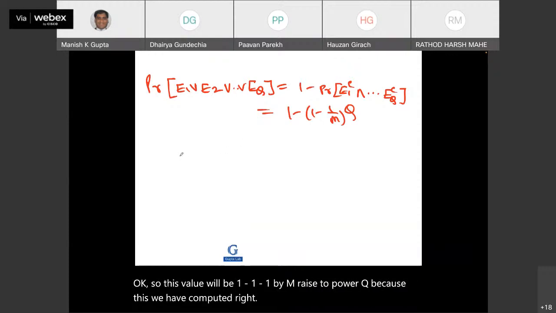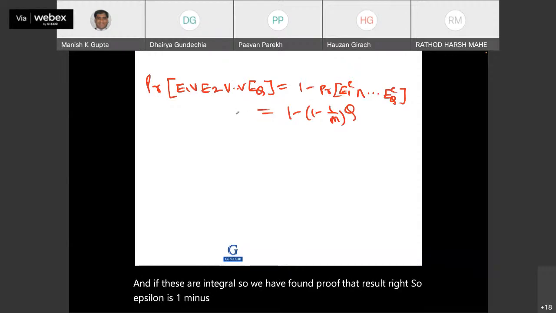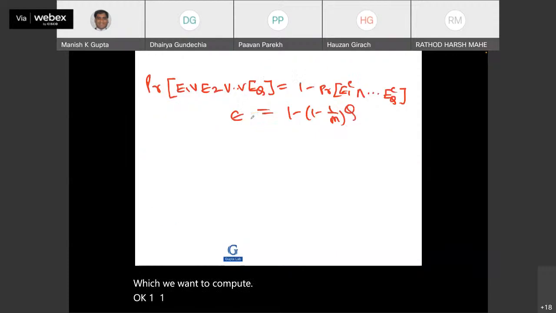So the success probability of algorithm 5.1 is constant for any fixed y, and it is identical. So we have proved the result. So epsilon, which we wanted to compute, is 1 minus (1 minus 1 by m) raised to power q. This was for the algorithm find pre-image, the randomized algorithm.